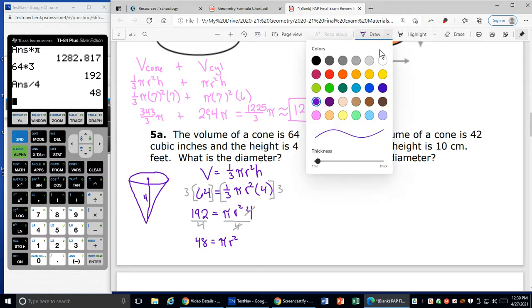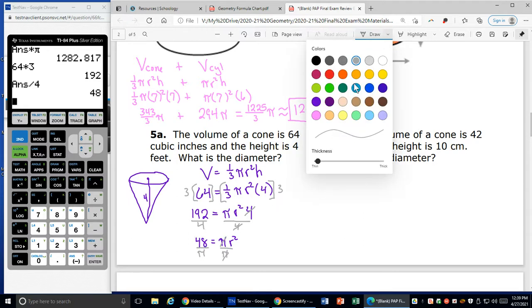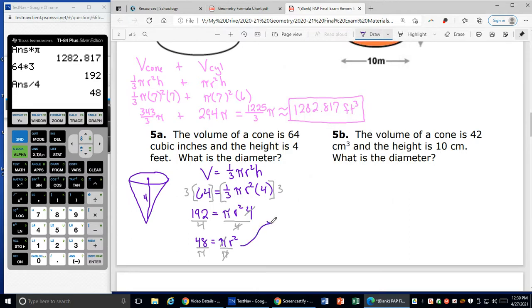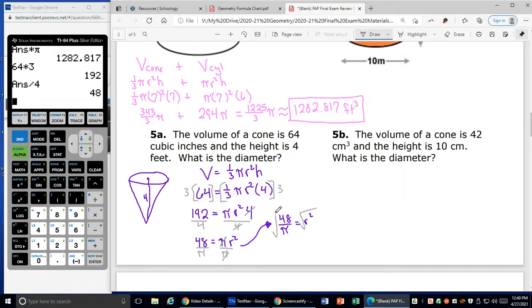To get rid of the pi, I'm going to do the same thing. I'm going to divide it out. Now, when I do that, I'm going to get a decimal. So I'm going to hold on to just 48 over pi. I'm going to come over here so I have a little bit more room. And I'm going to say 48 over pi equals r squared. But I don't want r squared. I want to know what the radius is. So if I square root that, because the unsquaring is square rooting, my radius is the square root of 48 over pi.